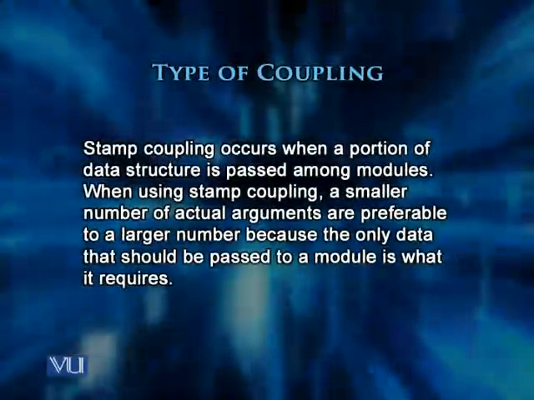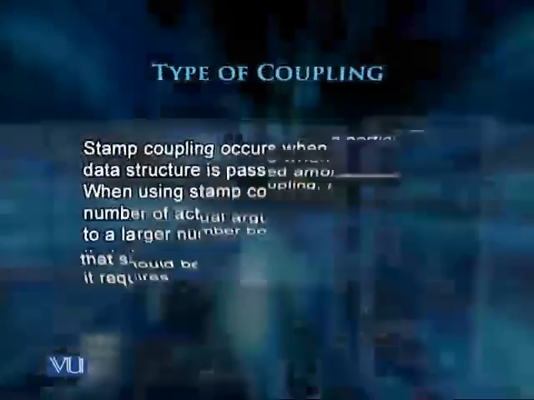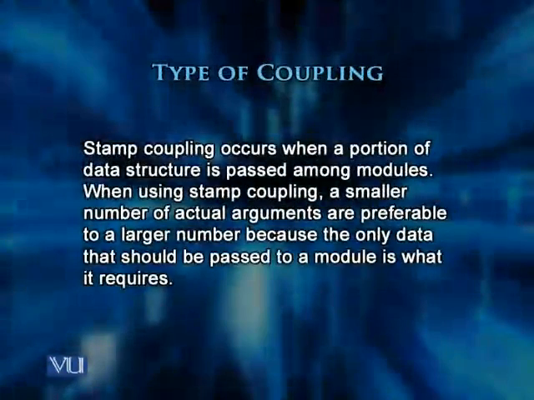other communicating element. Stamp coupling occurs when a portion of data structure is passed among modules. Again, you have a data structure that is being sent, not in the form of individual data elements, but in the form of a data structure. Here again, we prefer a small number of actual arguments as compared to a larger number of actual arguments, because only that data should be sent which is really needed. So I can say that there is a component A, there is a component B, and I'm sending an object of class C from A to B.